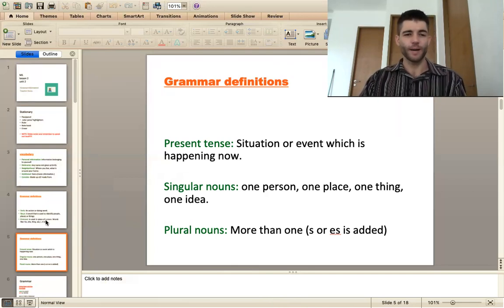That is our grammar definitions. So later on, when we do some more work, and maybe you've forgotten already, just come back and reread the definitions. That will make it easier for you.